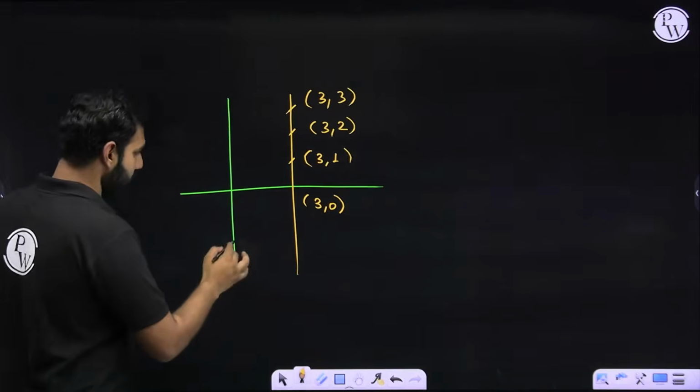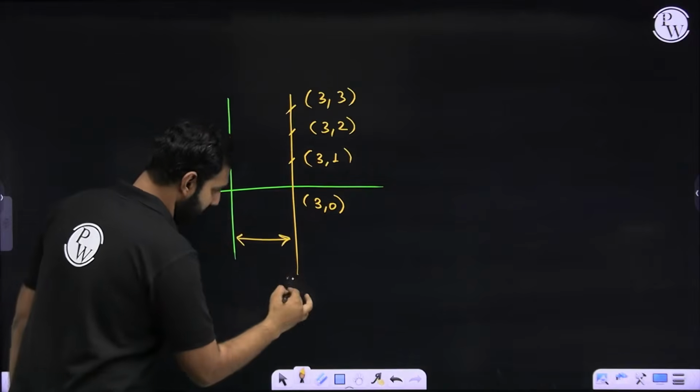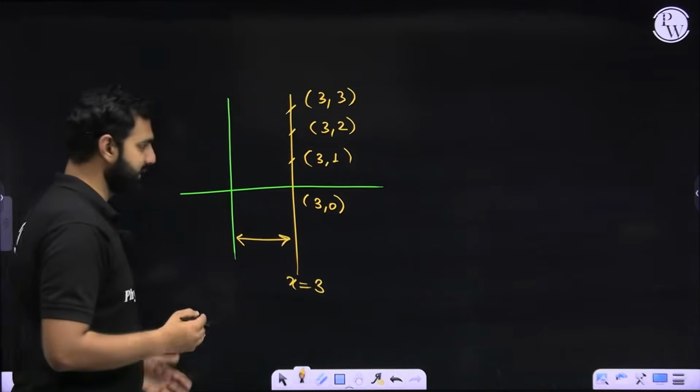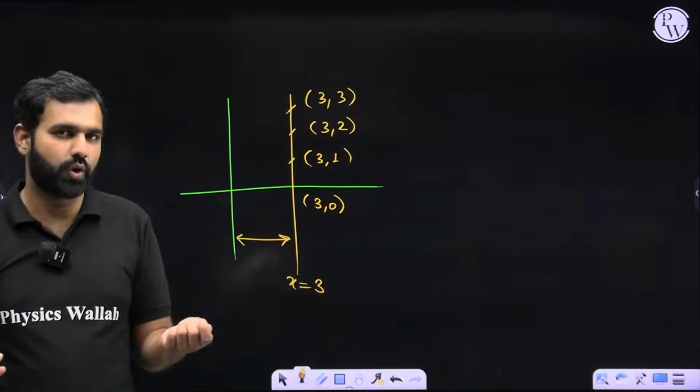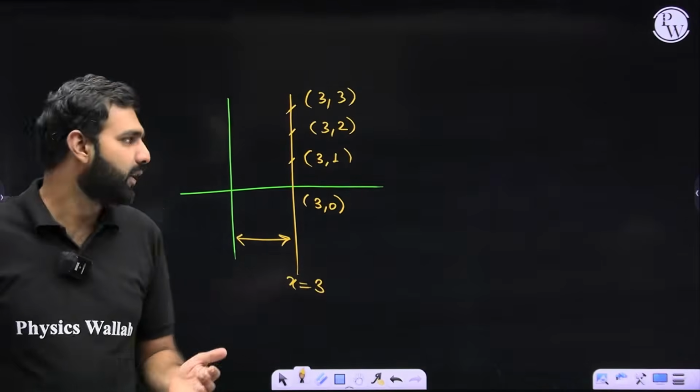And of course, the equation of the line can be given by x equals 3, because all the points on this line will have their x coordinate to be 3. I hope you're understanding it very clearly.